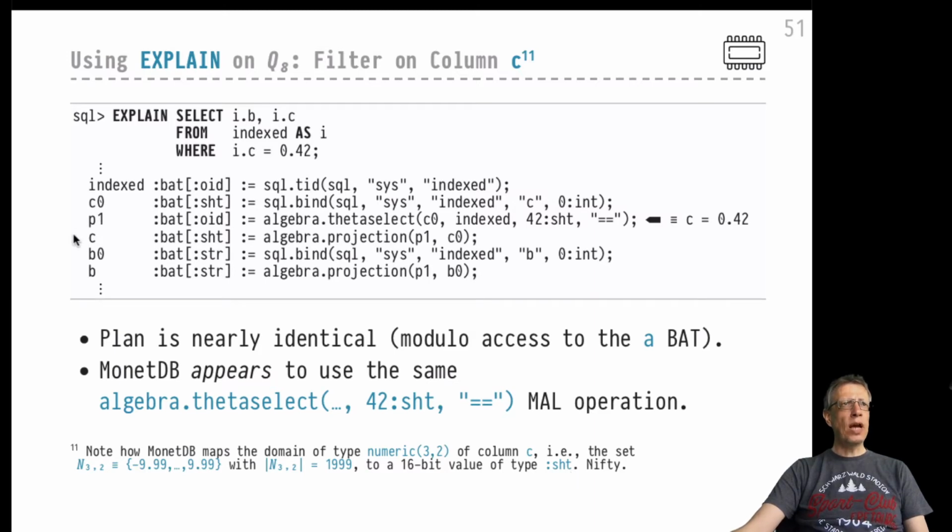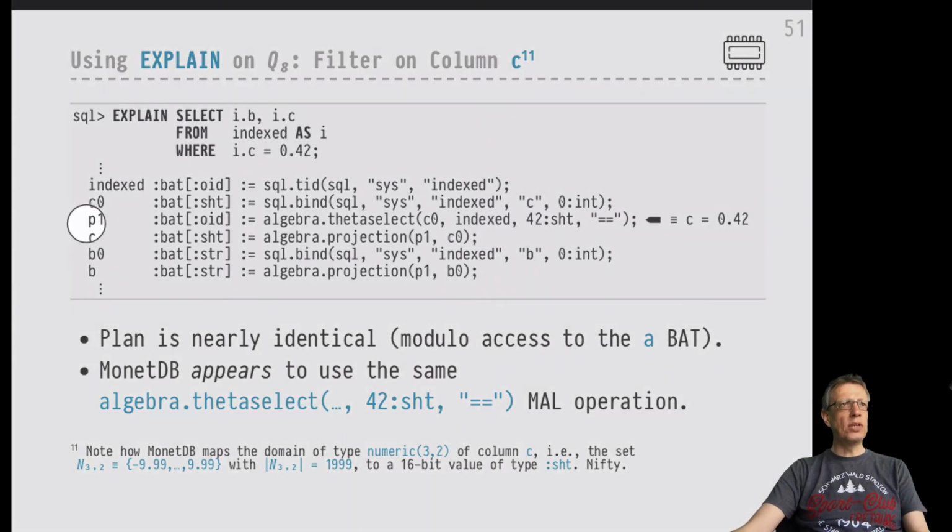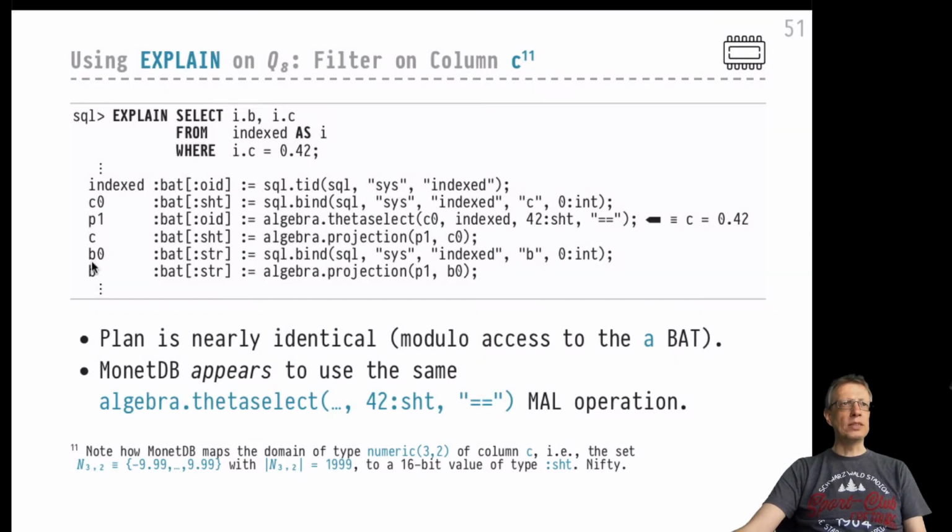Otherwise, everything happens as before. We have computed the selection vector. We will apply the selection vector to the C column and to the B column, and that makes up our result.